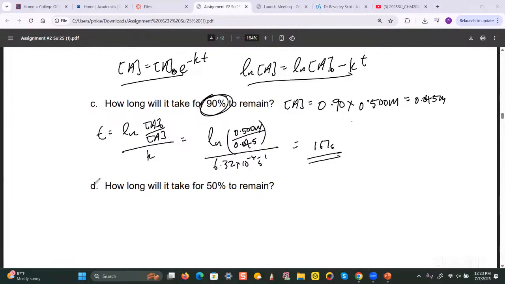Okay. Let's look at D. Now, let me tell you something about D. There's a short way of doing it and a longer way of doing it. So let's hear what you have to say about D. Again, it's asking how long, right? And it gives you the percentage remaining, right?